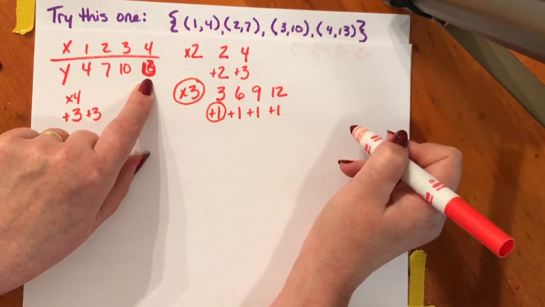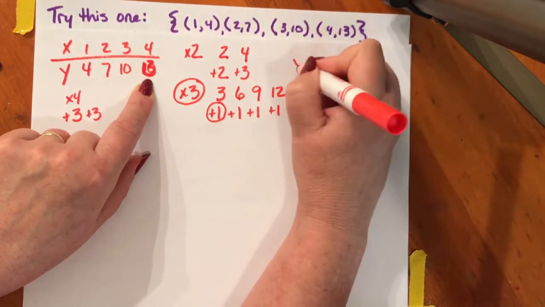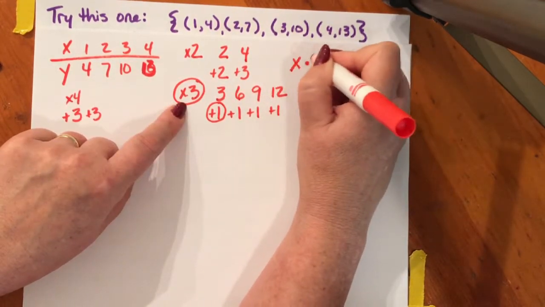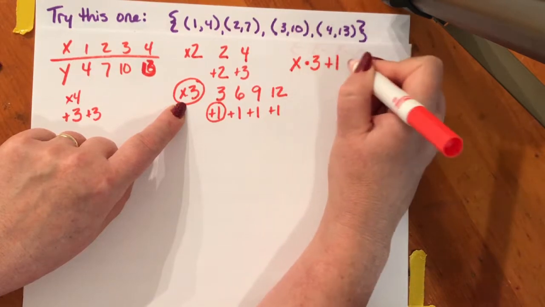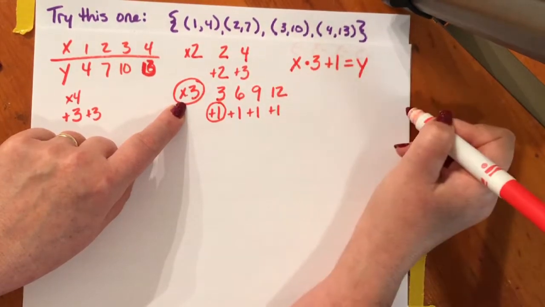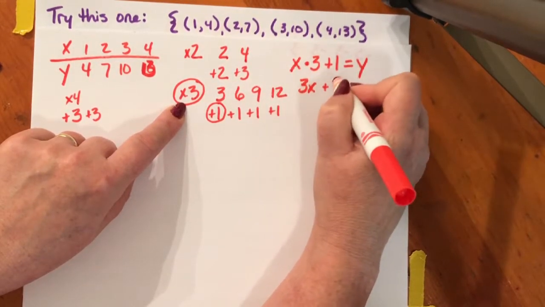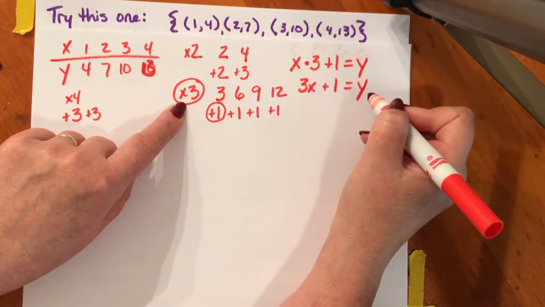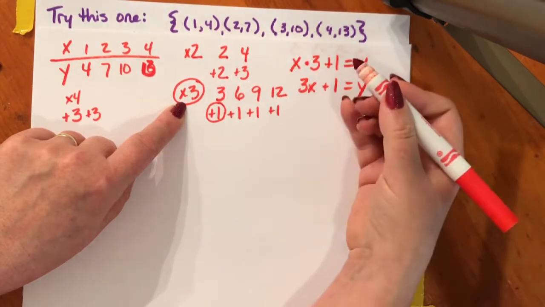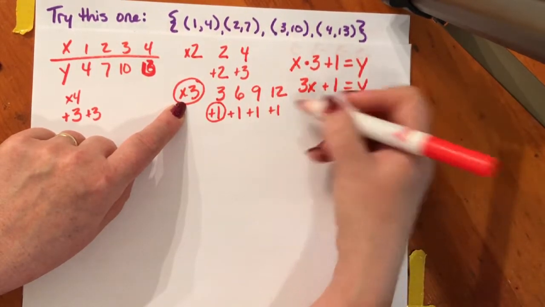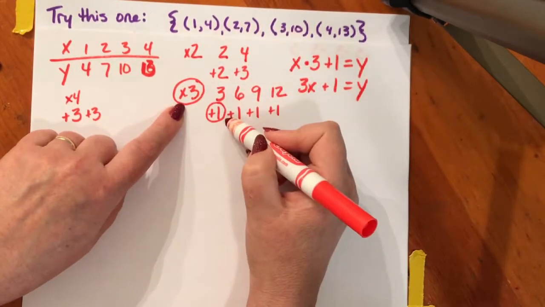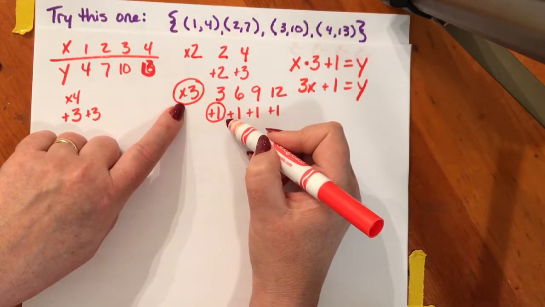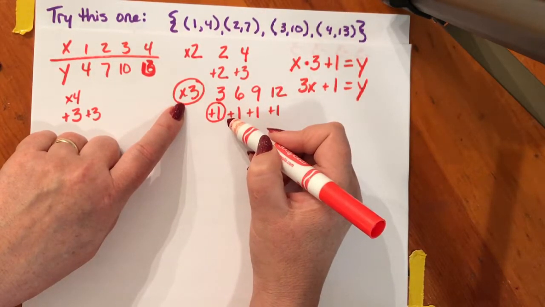And now I can sit down and write an equation. If I start with my x and I say times 3 and plus 1, I'm going to get my y. And I would usually write it like this. It's not easy, but it's not difficult. It just takes a little bit of checking. And they're not going to make them extremely difficult for you.